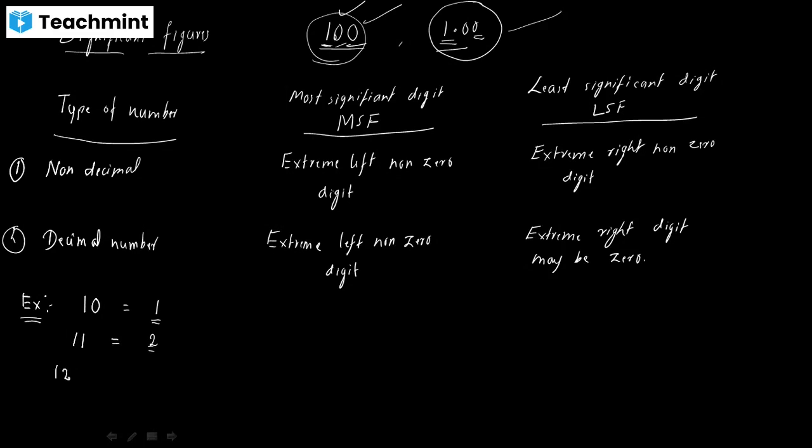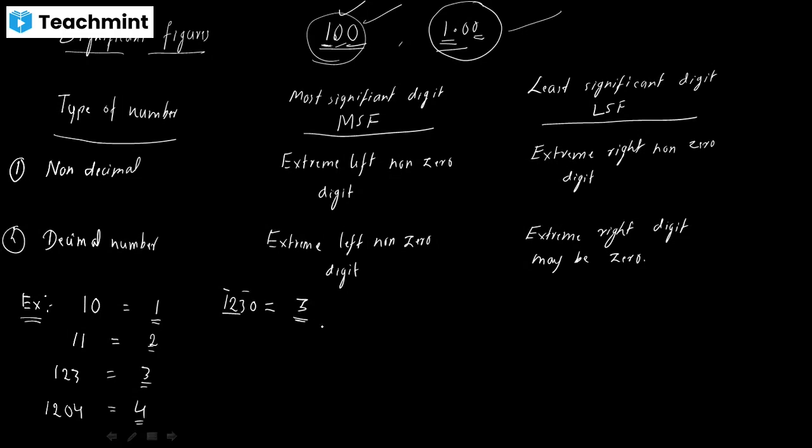Let us go for 123. How many significant figures are there here? Extreme left is 1. Extreme right is 3. So the total number of significant figures is 3. Let us go for 1204. Now extreme left is 1. Extreme right is 4, that is non-zero. So total is 4 significant figures. Let us go for 1230. How many significant figures are there here? 3. Why? Because extreme left is 1, and extreme right non-zero is 3, because 0 is 0. So the total number of significant figures is 3.